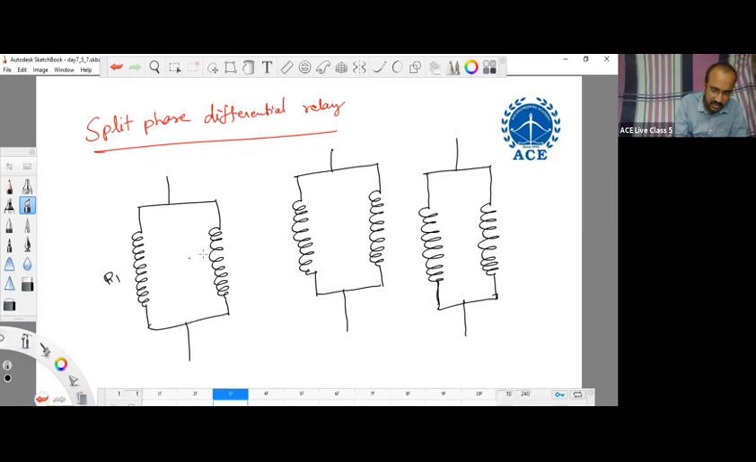So this is R1, R2. There are two windings per phase, and this is Y1, Y2, and this is B1, B2. Now in case of the split phase differential relay, we will compare the currents on the same phase windings. Here the current of R1 is compared with R2 by connecting the CTs. These CTs are connected in differential mode.